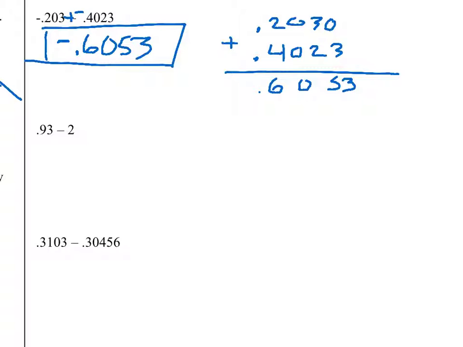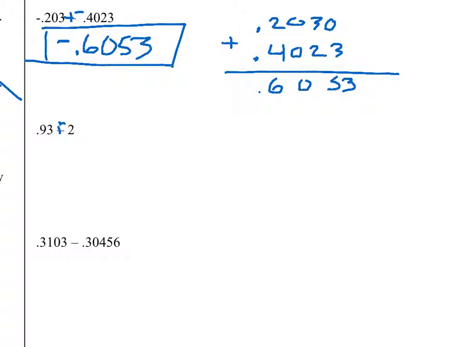Next one, 0.93 minus 2. What is the first thing that we need to do here? Elmer. Leave, change, switch. Now I need to make sure that I know which one is the largest number because if I'm going to do subtraction, I need the largest absolute value on the top of my subtraction anyway.